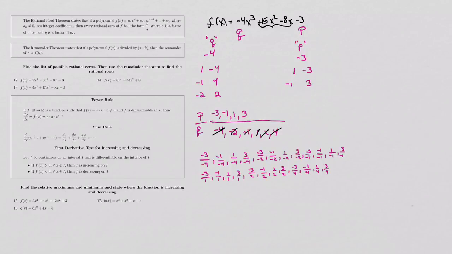I have, let's see, a -3 divided by -4 is 3/4. So anything that's 3/4 I'm going to cross off. That's a positive 3/4. Next one I have -1 divided by -4, which is 1/4. So any positive 1/4 I'm going to knock off. My next number is 1 divided by -4, so it is a -1/4. So I'm going to knock those off.